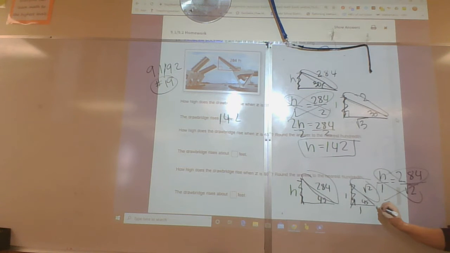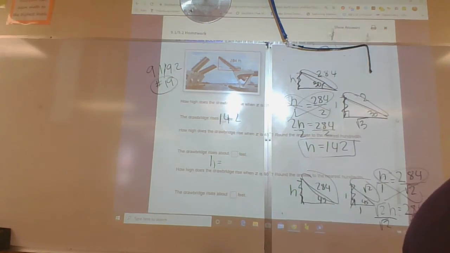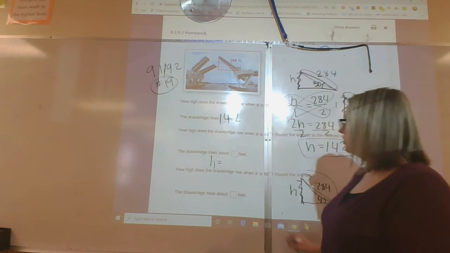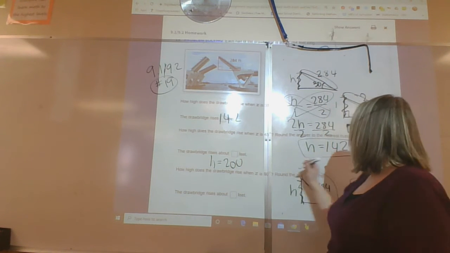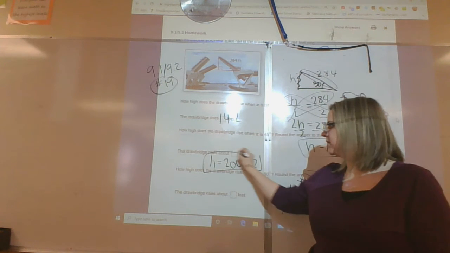Here, h times the square root of 2 equals 1 times 284, which is 284. Now we're just dividing. I'm going to divide by the square root of 2 to get h alone. I end up with h equals 284 divided by the square root of 2, which is 200.82. It says round to the nearest hundredth, so 200.82. That would be my answer for that second part.